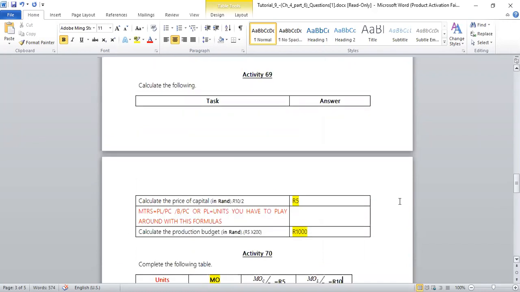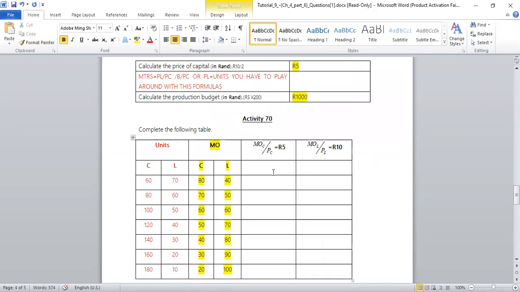So I need one student to unmute his or her mic and give me all the answers here. Then I'll be confirming. So what are you going to do here? You're going to take the marginal output of capital, in this case it's 80 for this line, divided by the price of capital, which is 5 Rand, and give me the cost of producing an additional unit. I'm waiting. Anyone can unmute the mic and give me the answer.